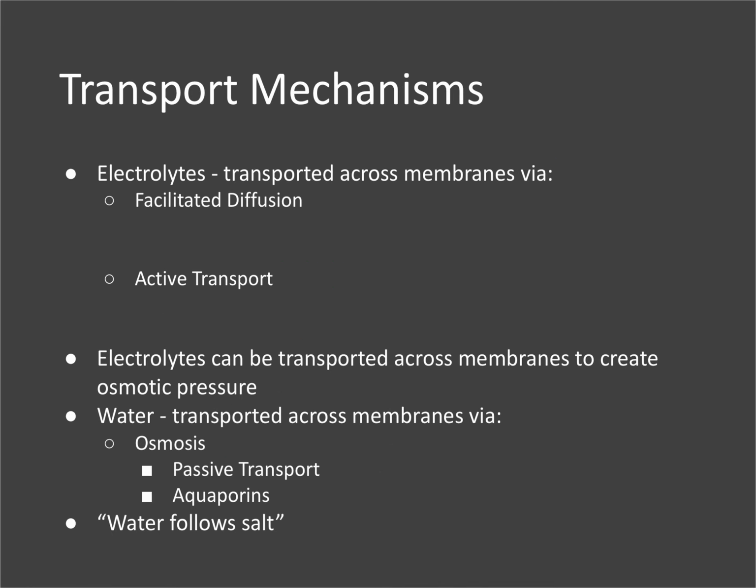So electrolytes and water can cross cell membranes, but they require different processes to do so. So first, let's focus on the electrolytes. And remember, the electrolytes are going to be those ions, so things like sodium, fluoride, potassium, calcium, etc. Now, because of this charge, they cannot cross the phospholipid bilayer of the cell membrane by themselves.